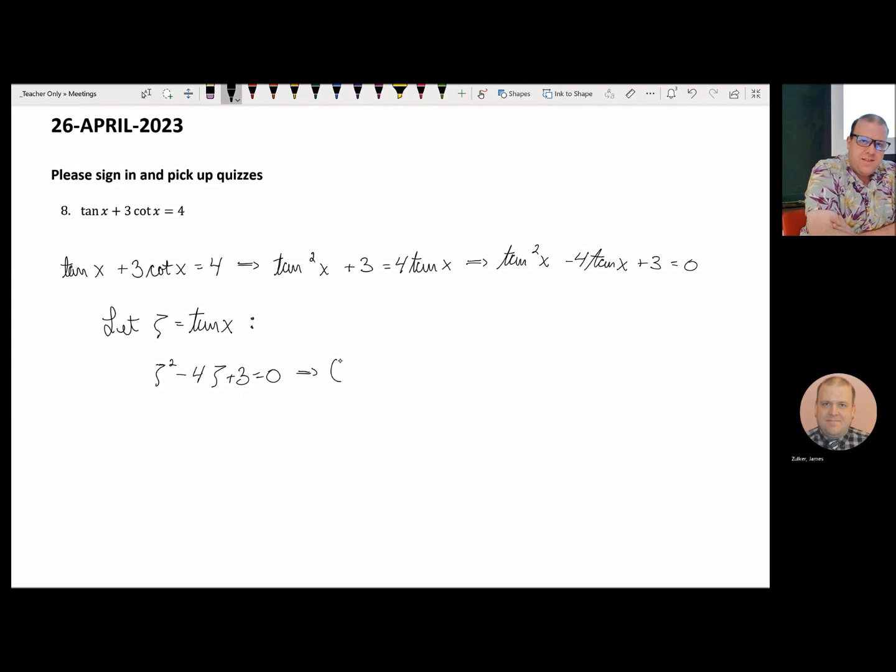Another way of writing zeta, and I like this way better. Right, so it becomes zeta plus 1. No, they gotta go with minus. Zeta minus 3. Oh no, that is a minus. Looks like a plus on my notes.